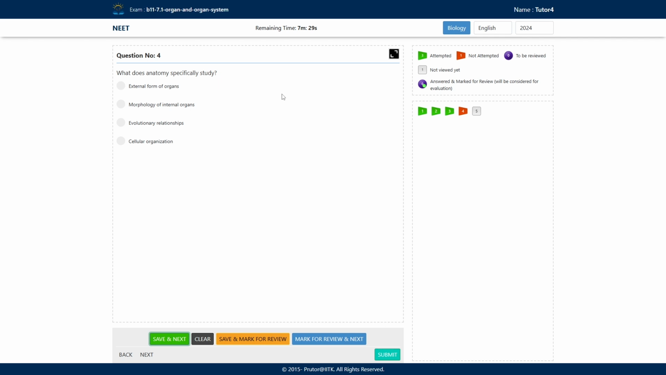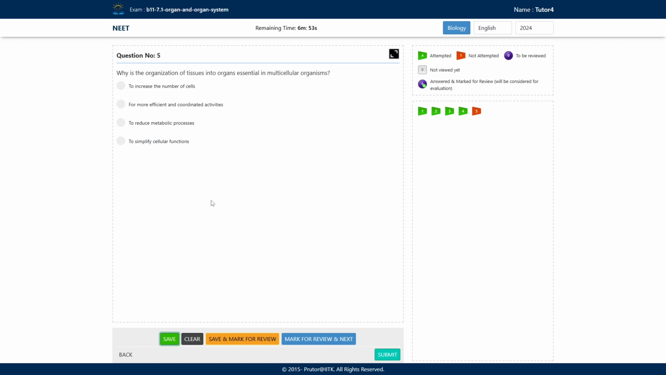Next question. What does anatomy specifically study? What do we do in the anatomy part? A. External forms of organs. B. Morphology of internal organs. C. Evolutionary relationships. And D. Cellular organization. Anatomy: morphology of internal organs, right? So this is the correct answer.